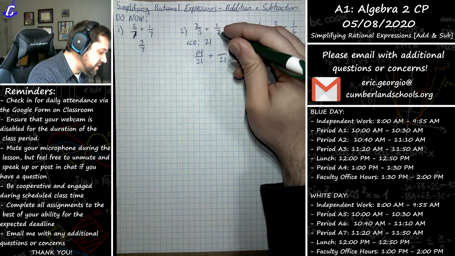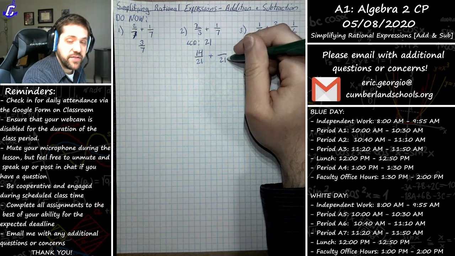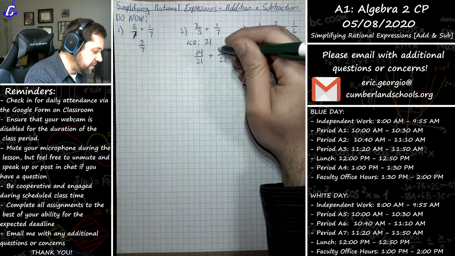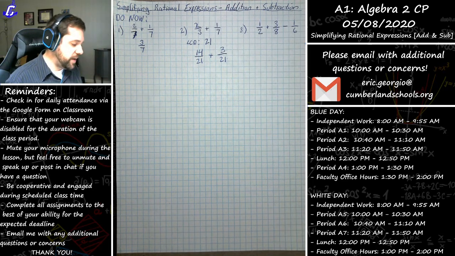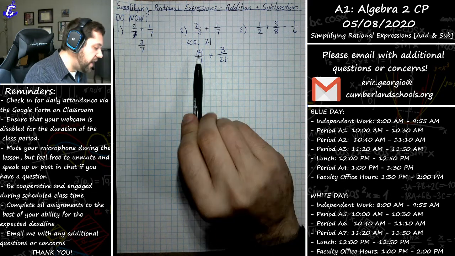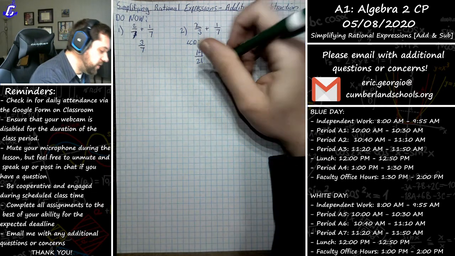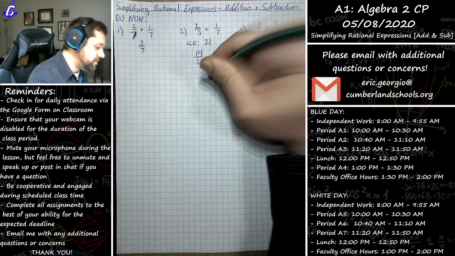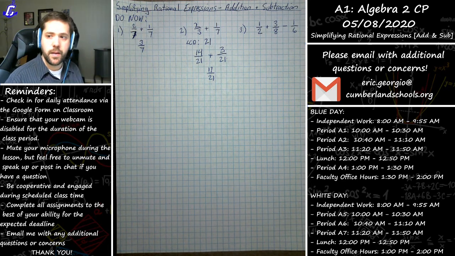Over here, I have 7 times what makes 21? That's 7 times 3. So I need to do the same thing in the numerator. 1 times 3 is 3. And so that's how we convert those fractions to be out of 21. You now have the situation we saw over here. 14 plus 3 is 17 out of 21. Makes sense?